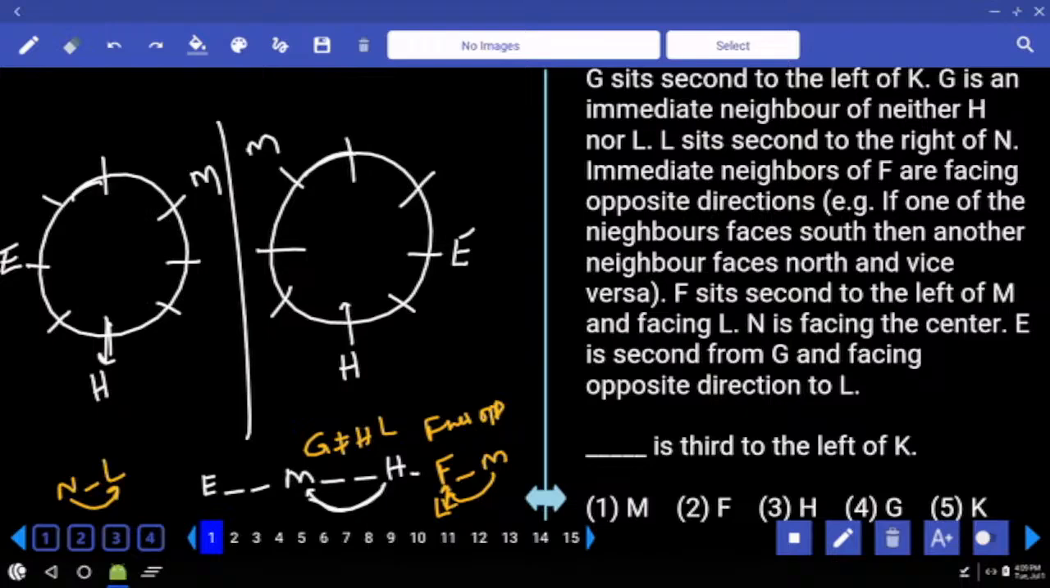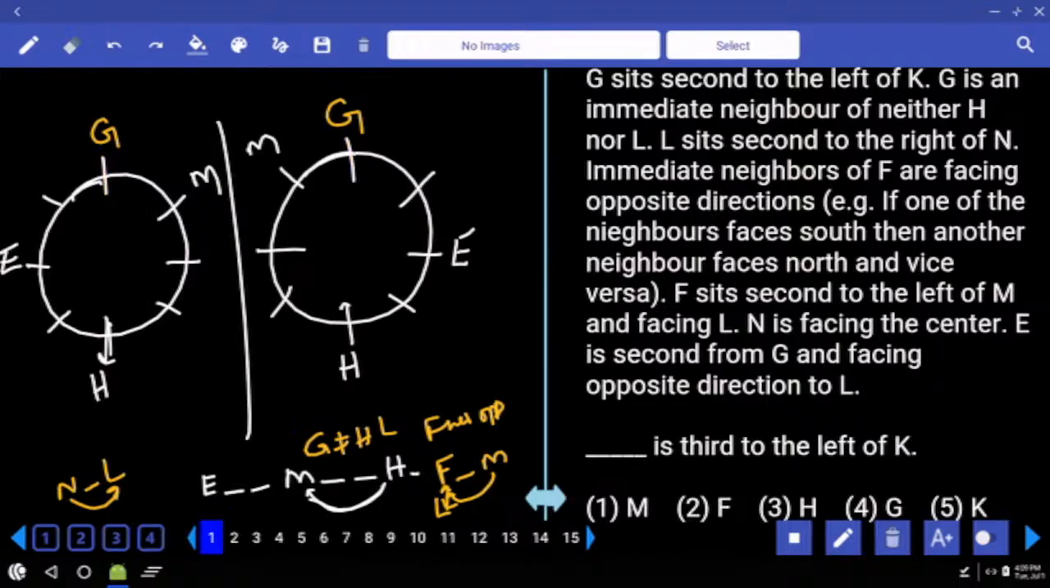Now N is facing the center. E is seated second from G. Now here again G is here. G is facing the center, and E is seated second from G. In this case, E is seated second from G, and E is facing opposite to L.